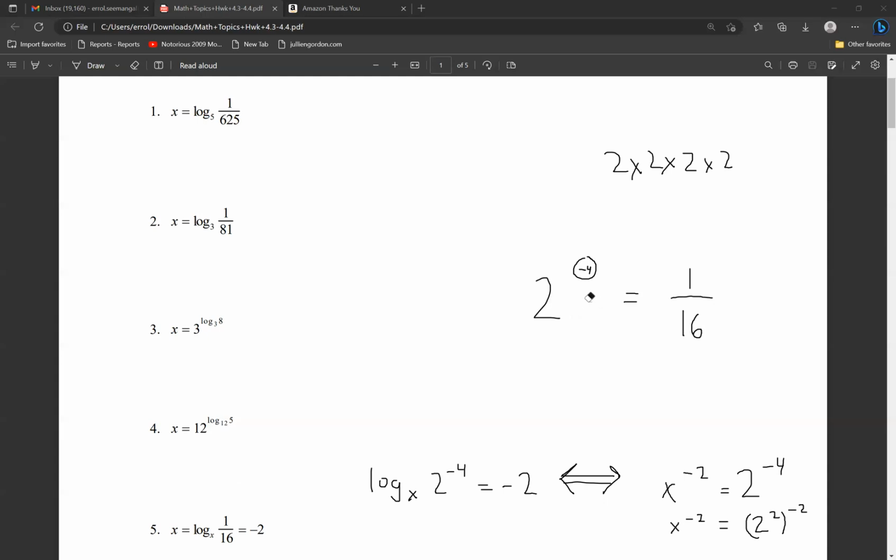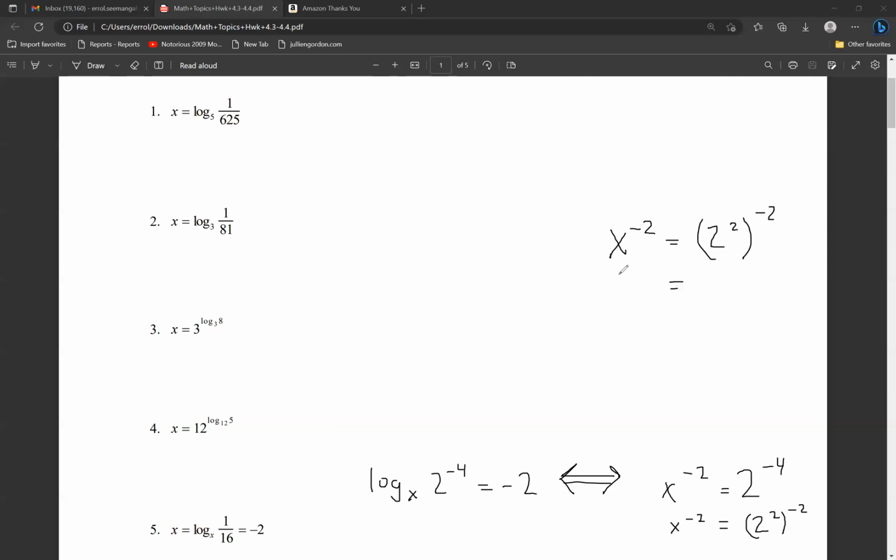Okay, I got it. Let's just keep simplifying. All right, so let's see here. They're both the same. So let me rewrite this. X to the -2 equals 2 squared to the -2.